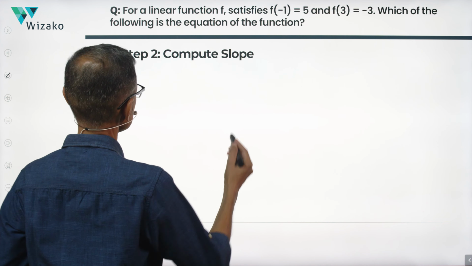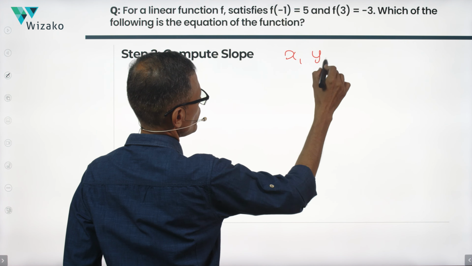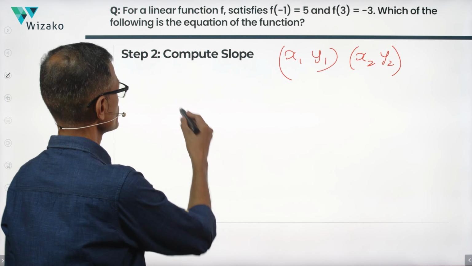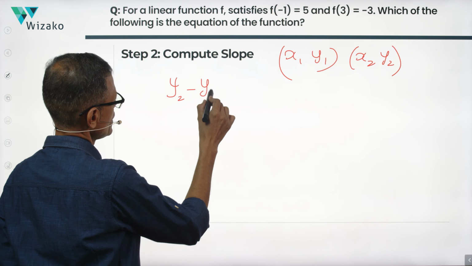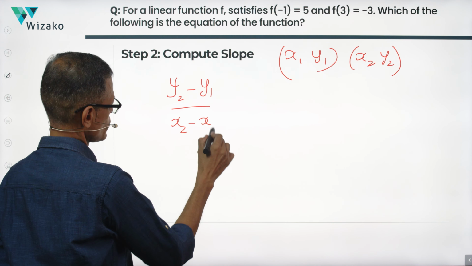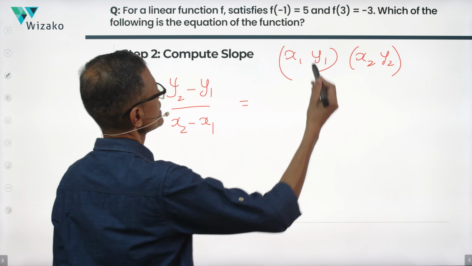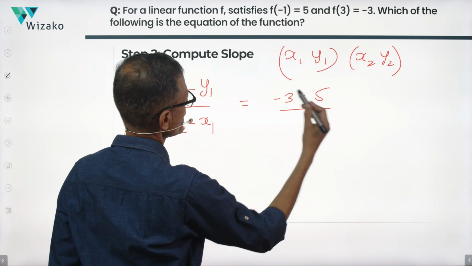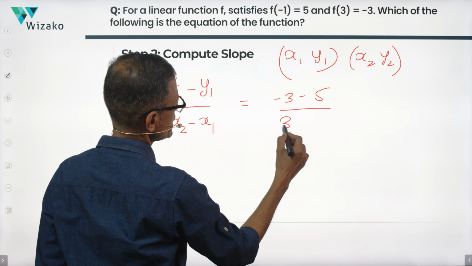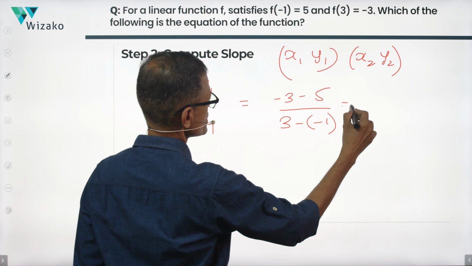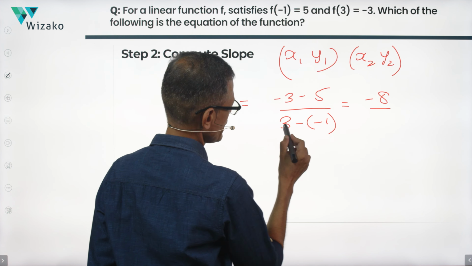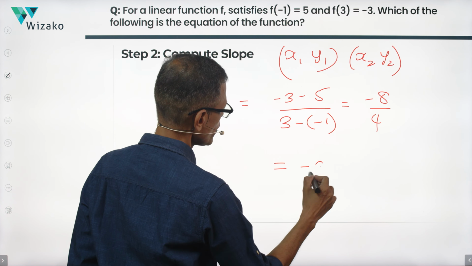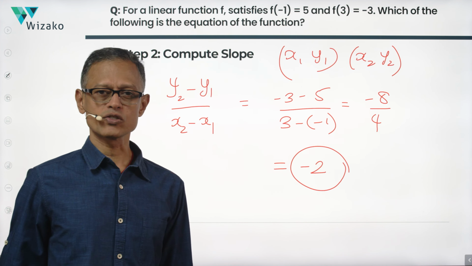If you know the coordinates of 2 points on the line, x1, y1 and x2, y2, the slope of the line is y2 minus y1 upon x2 minus x1. Let's find out what we have here. Let's take y2 to be minus 3, y1 to be 5, divided by x2 minus x1, which is 3 minus of minus 1, which is equal to minus 8 divided by 3 plus 1, which is 4. So the slope of this line is equal to minus 2.